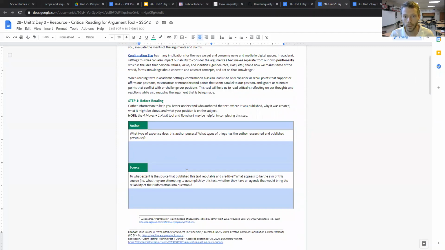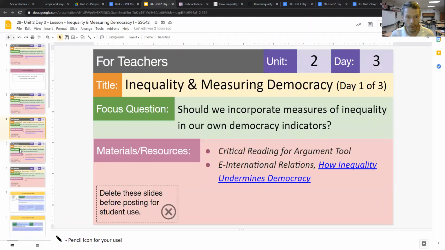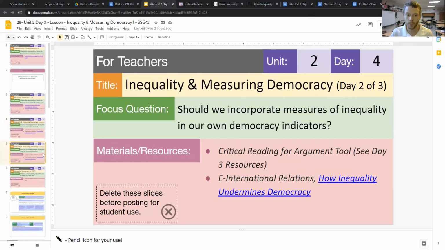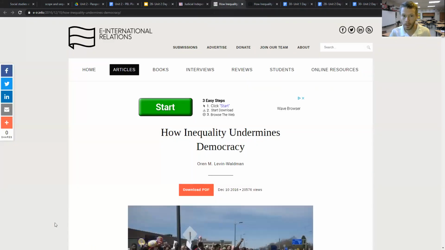So day 3 is devoted to step 1, day 4 is devoted to step 2, and day 5 is devoted to step 3. And in the Google slide, it's pretty clearly identified as day 1 of 3, day 2 of 3, and then eventually day 3 of 3. The document itself is not super long, but it's also not very short.